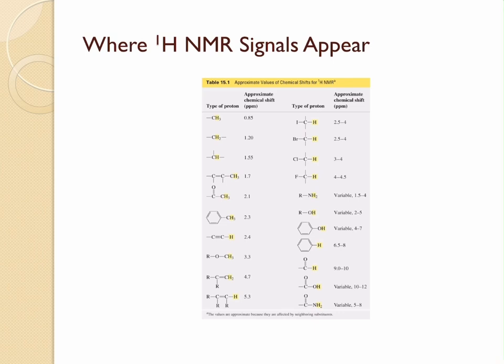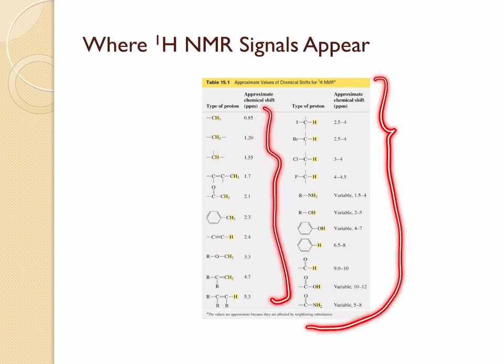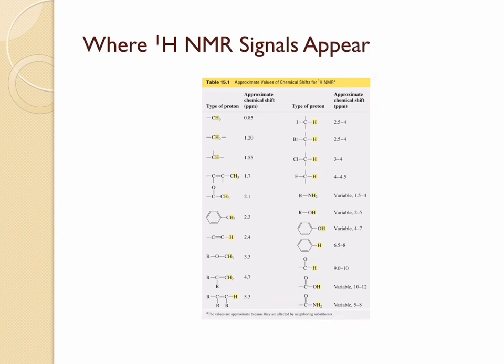For aldehydes, the hydrogen is going to be relatively downfield, existing between 9 and 10 ppm. And the hydrogen in carboxylic acid is also going to be variable, and it is also going to be in the downfield region, anywhere between 10 and 12. And similarly for the amide, the signal for hydrogen is going to be variable, existing somewhere between 5 and 8. But keep in mind, these are not the exact values. The values can fluctuate depending upon the neighboring substituents present.